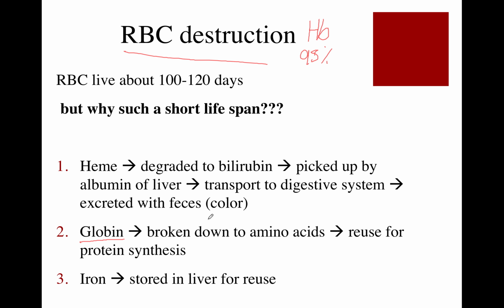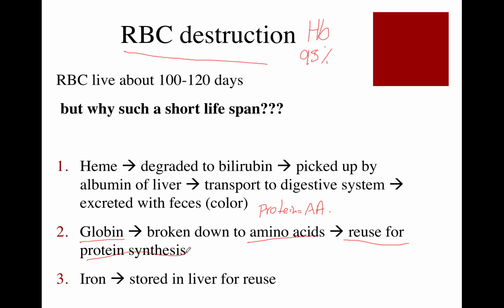Globin is the protein. If you guys remember, proteins are made up of amino acids. So, when I take out globin and I start to break it down, what I break it down to is amino acids. Now, if you eat protein, you don't want to remove it as soon as you break down something, right? You want to reuse it, you want to recycle it. So this globin subunit can be reused for protein synthesis again.